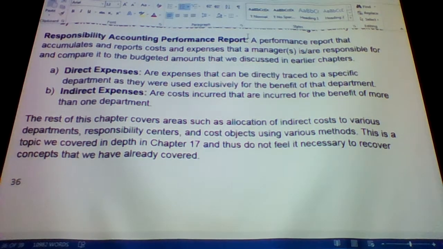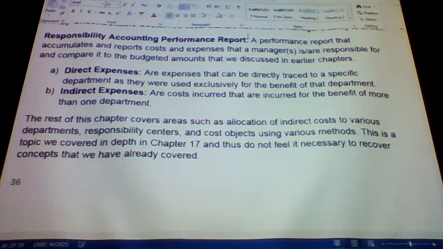Some of the expenses they talk about are direct expenses, which are expenses that can be directly traced to a specific department as they were used exclusively for the benefit of that department. Indirect expenses are costs incurred for the benefit of more than one department. We do a lot of talking about assigning these direct and indirect expenses in chapter 17, so I'm not going to recover these concepts. You can just pull up chapter 17 and review it.